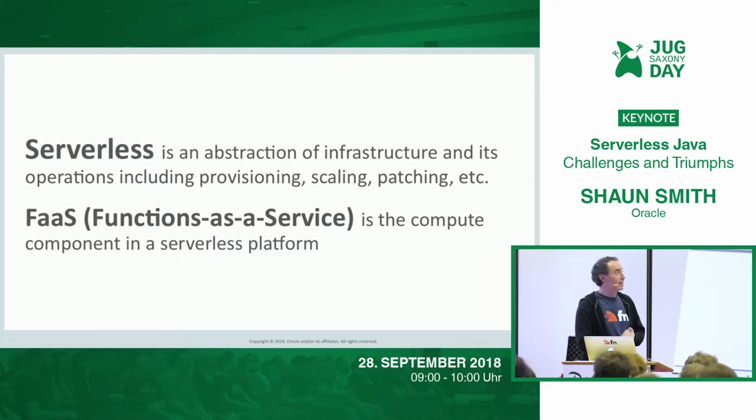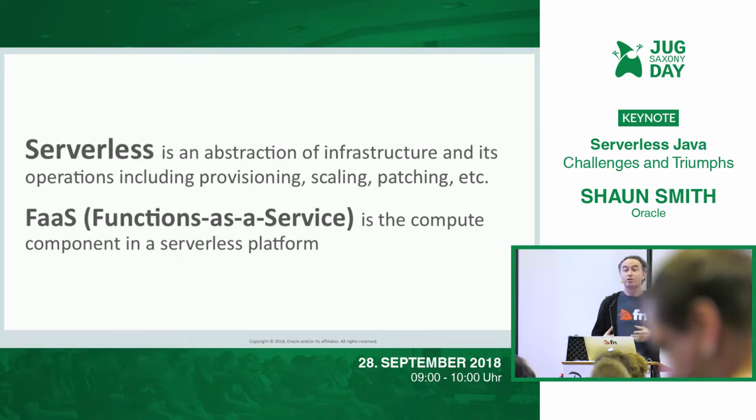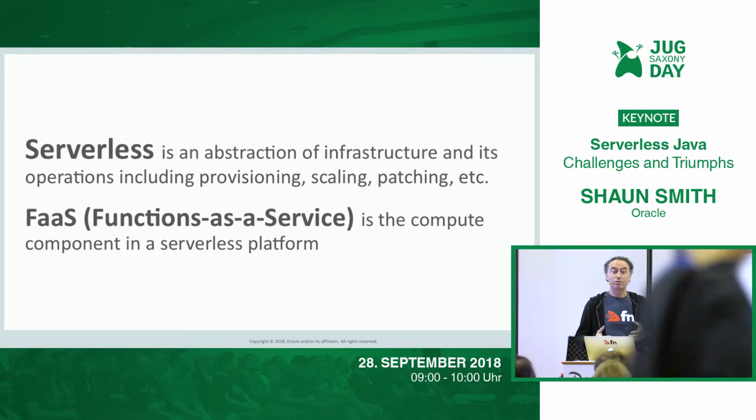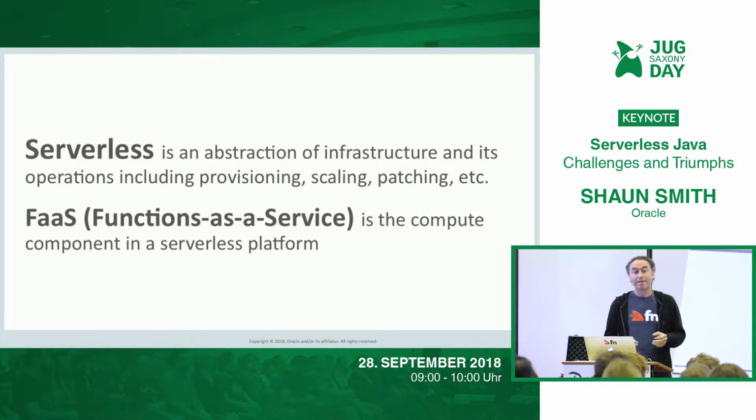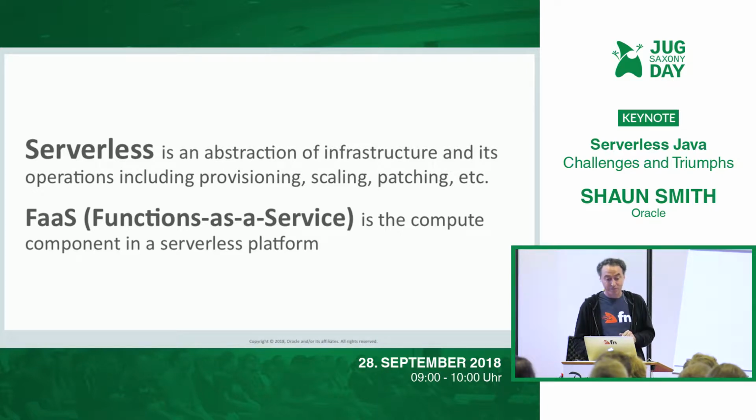This is the advantage. A FaaS, or functions as a service platform, is essentially the compute component of a serverless platform. So if you go to a cloud provider who has serverless, they'll have network, they'll have storage, they'll have compute. Functions, or FaaS, is the compute component. So I'm going to focus on the compute component here, FaaS.